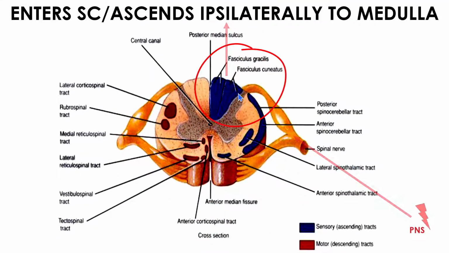Here's another picture pretty much saying the same thing. We're stimulating out in the periphery. The action potential conducts up. It comes here through the dorsal root ganglion, enters the cord. If you're stimulating an arm, the fibers are the fasciculus cuneatus. If you're stimulating a leg, the fibers are the fasciculus gracilis. They ascend up the cord ipsilaterally to the medulla.